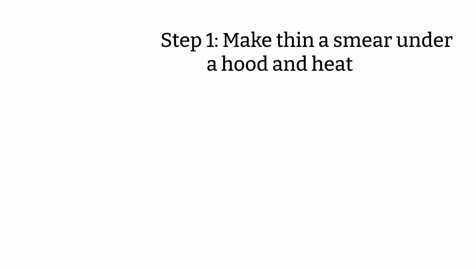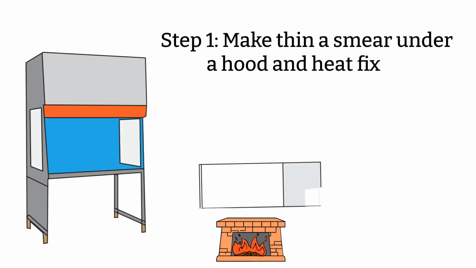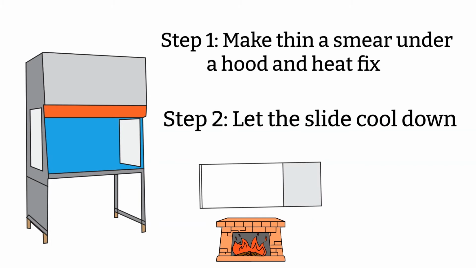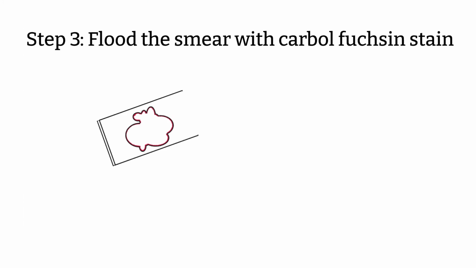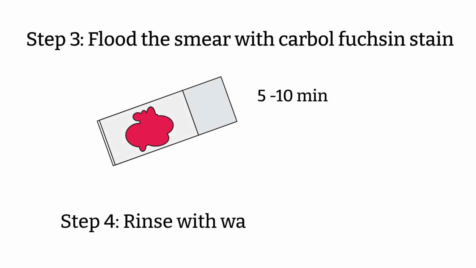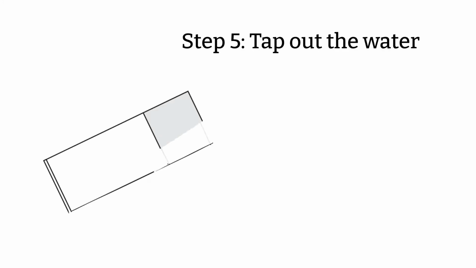Procedures. Step 1. Prepare a smear in a biological safety cabinet or hood and heat fix. Step 2. Leave the slide to cool down in the hood for about 15 minutes before staining. Step 3. Flood the smear with carbol fuchsin stain. Allow the stain to sit for 10 minutes. Step 4. Rinse gently but thoroughly with tap water. Step 5. Tilt and tap excess water out.